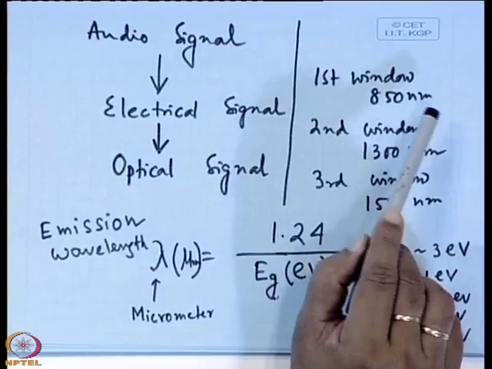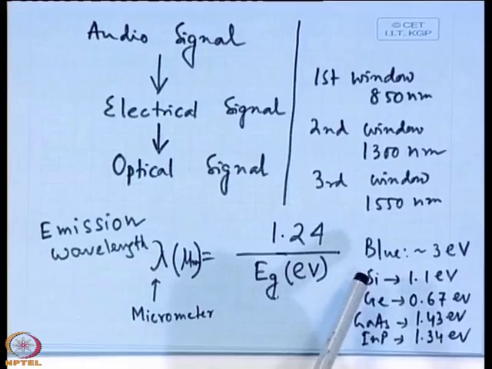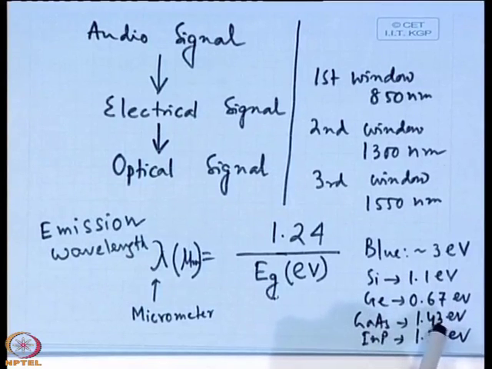Okay. So, now when we say that the first window is 850 nanometer, what is the corresponding band gap of 850 nanometer? It is 1.24 by 0.85, and what is its value? No, it is less than 1.5. Yes. So, around 1.4, 1.3, 1.5. Okay. So, you see that it is nearer to gallium arsenide, 1.343 electron volt.